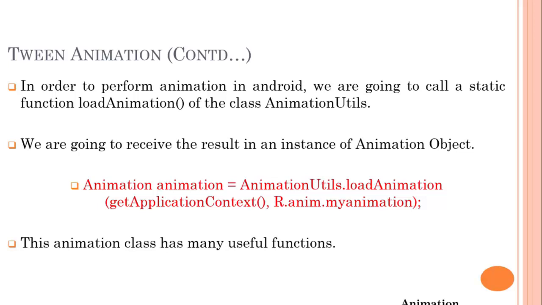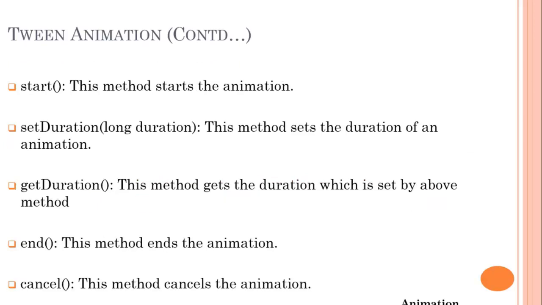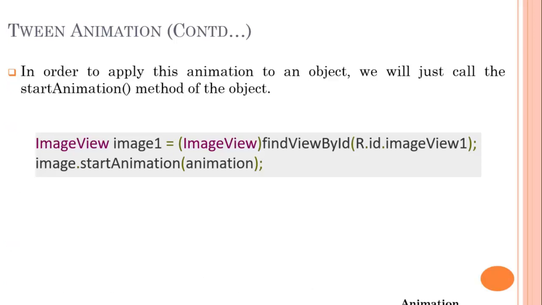This Animation class has many useful functions. Now, what are the functions that are provided by the tween animation? First is start. This method starts the animation. Second, setDuration. This sets the time duration of the animation. You can set the time duration of your animated image. Next is getDuration. This method gets the duration which is set by the above method, that is setDuration. And then there is end, which ends the animation. Cancel. This method cancels the animation. In order to apply this animation to an object, you have to call the method called startAnimation.